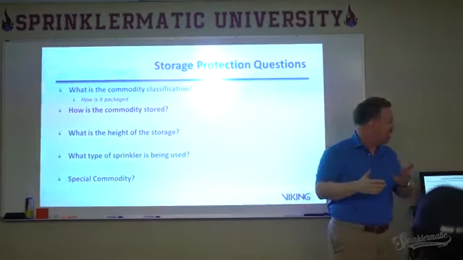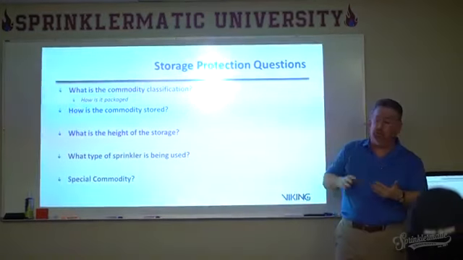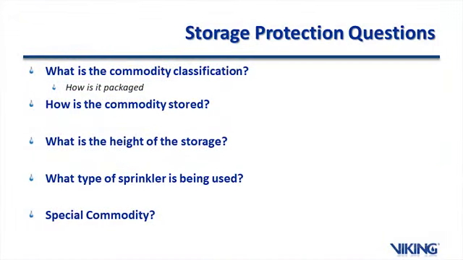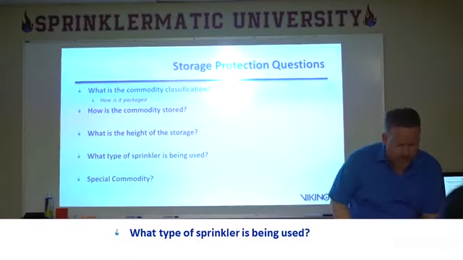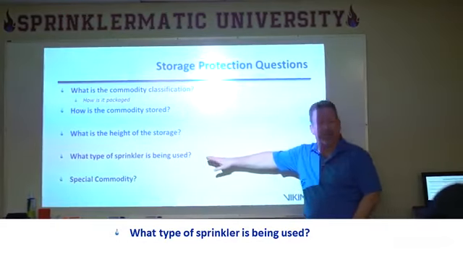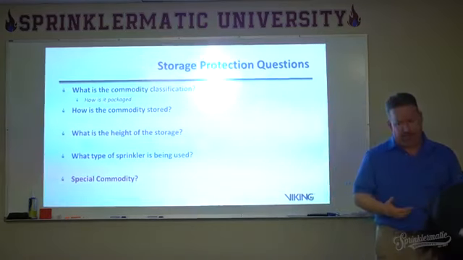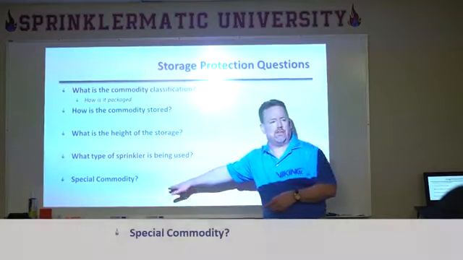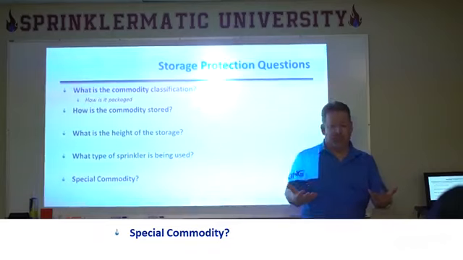It may not change the commodity classification, but it's certainly going to have an impact on what sprinklers you can use and maybe what kind of arrangement you can have those sprinklers in. After that, what type of sprinkler are we trying to use? We gave you the quick reference guide that we'll go through when we get to that point. What sprinkler is appropriate for the protection in that particular space? And then, is it a special commodity? And the subset of this is, is it a special arrangement?